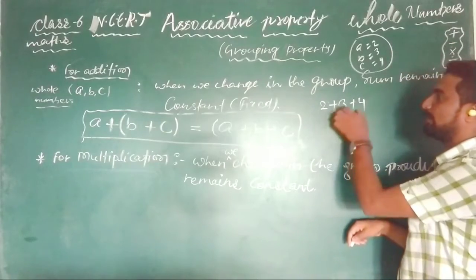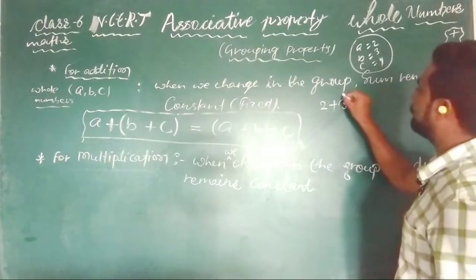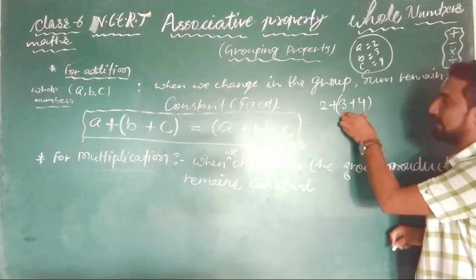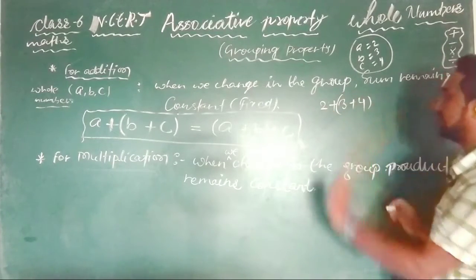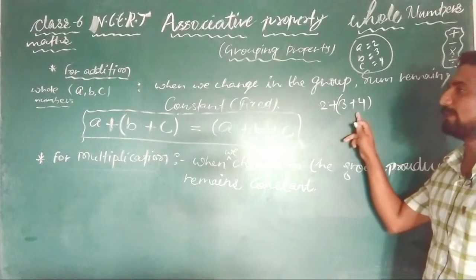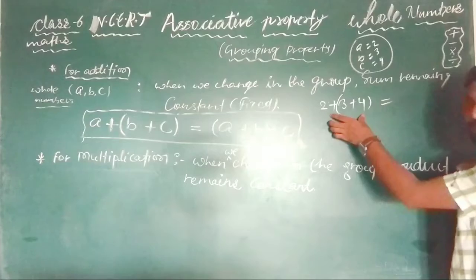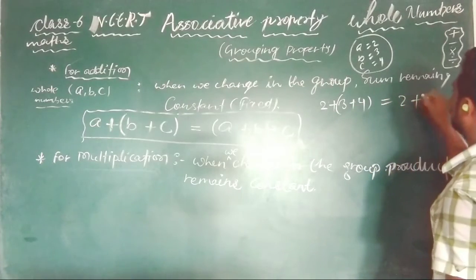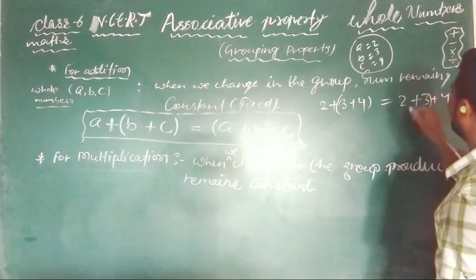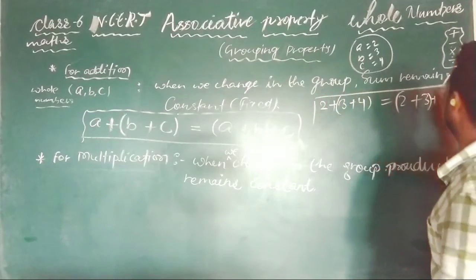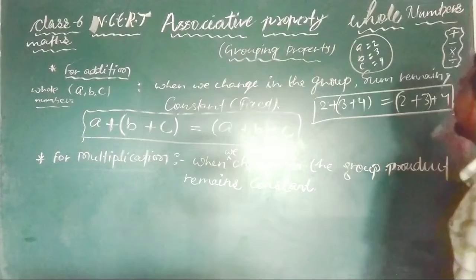So now I have written 2 plus 3 plus 4, and I will put a bracket here: 3 and 4. Now they are present inside the bracket and 2 is standing outside, with the plus addition operation. Now we can write this statement like this also: 2 plus 3 plus 4, where 2 and 3 I will put in a bracket and 4 is standing outside, and this is the associative property.